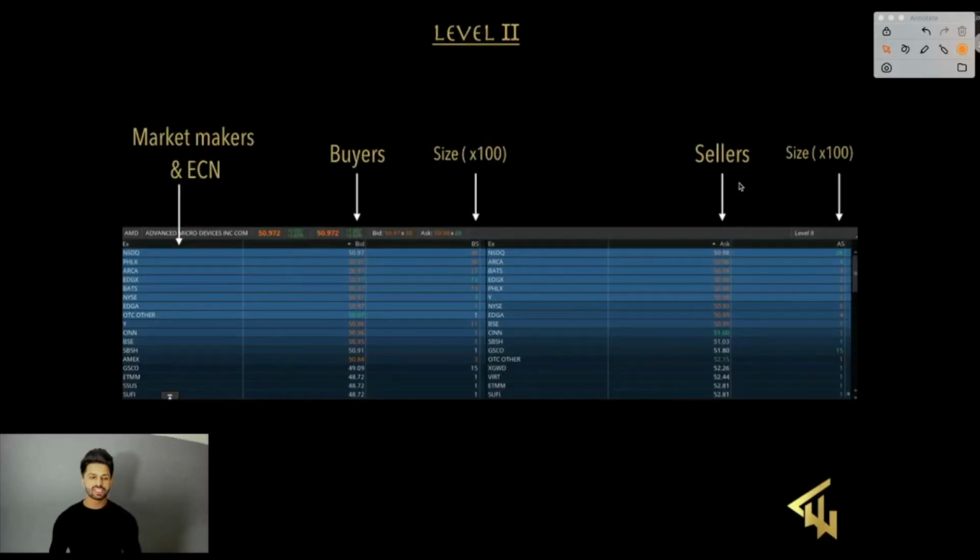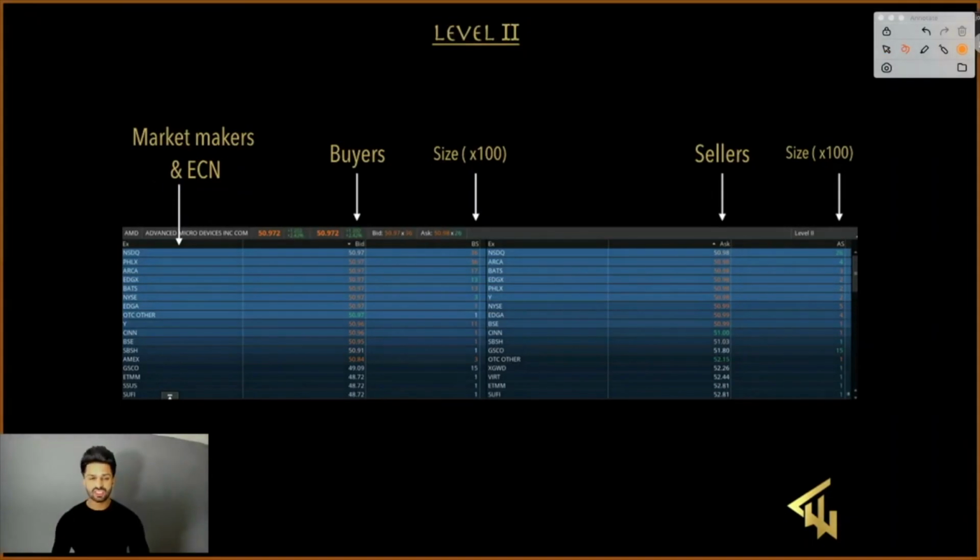Now this is your typical level 2 screen, so let's break this down. Again, your level 1 information is displayed right there on the top. And then you have your market makers and ECNs displayed on both sides of your ask and your bid. Market makers and ECNs are another topic that I'm going to make a video on, to break it down for you guys.